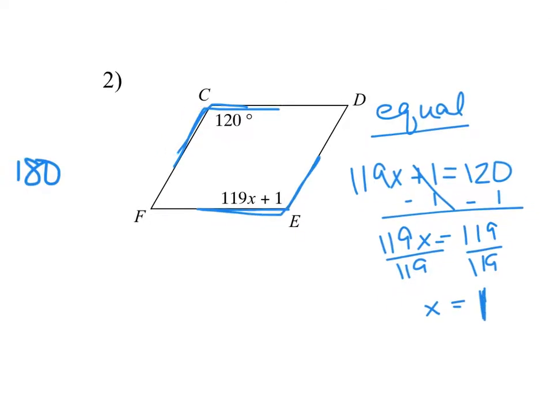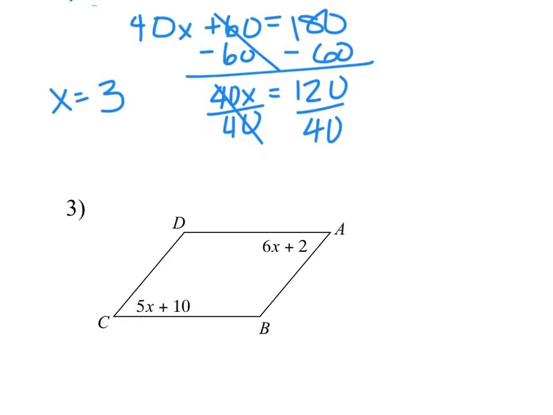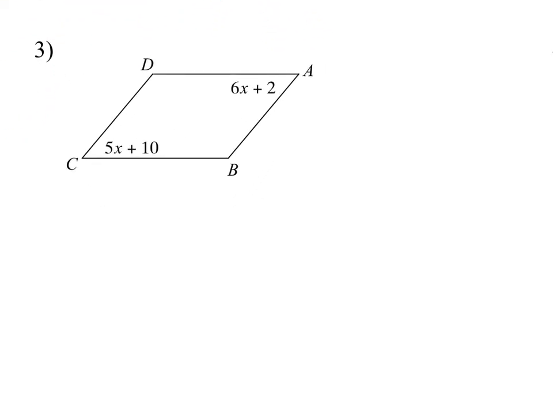You just have to either set them equal to each other or add them up and set them equal to 180. So you just need to decide, are they opposite? If they're opposite, they're equal. So these two are opposite. They connect with a diagonal. So if they're opposite, you set them equal. If they're not opposite, you add them and set them equal to 180.